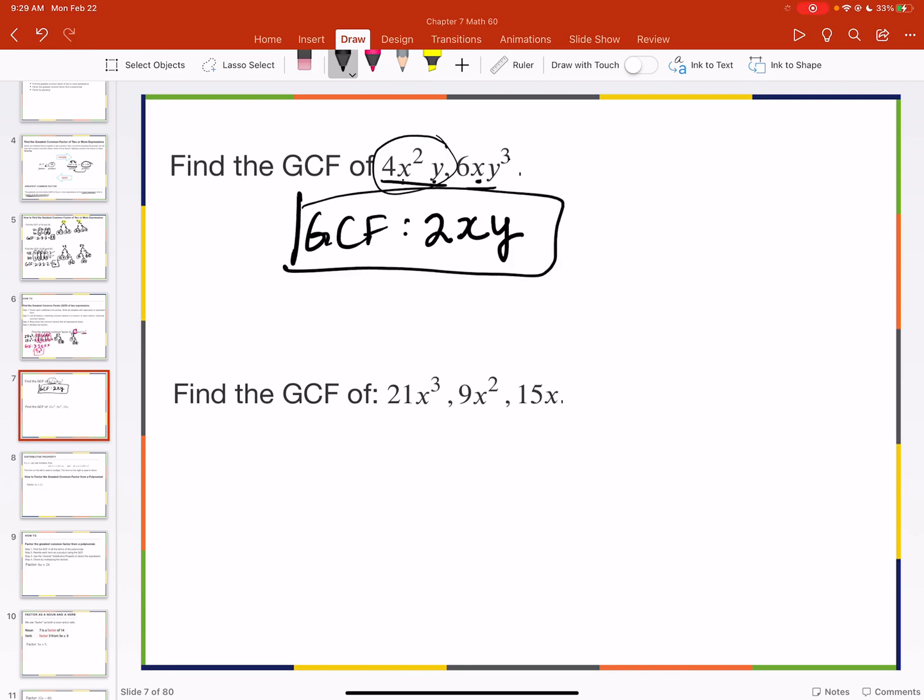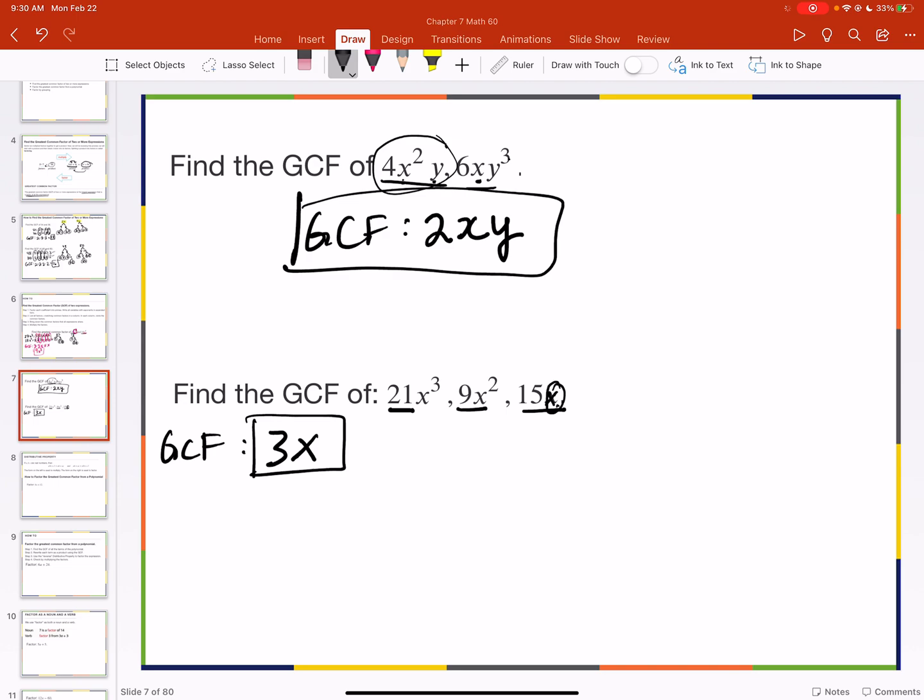All right, so then here you have 21x cubed, 9x squared, and 15x. So what number divides into all three? What's the highest number? Well, that's just 3. And then, what's the highest amount of exponents that can divide into all of them? Well, you look at the lowest one, and that's x. So that's it. Your GCF is just 3x.